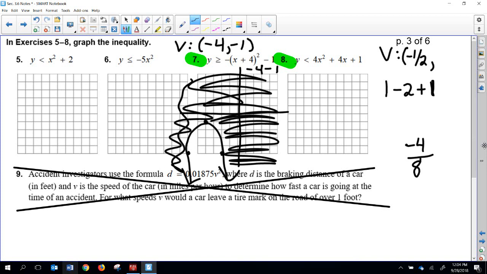So what's the vertex then going to be? -1/2 comma, what's this? 0. So our vertex then is going to be at -1/2, 0. I need to find some other points. So at this point, I might want to plug in something like the number 1. So if I plug 1 in, I'm going to get 4 plus 4 plus 1. What does that give us? 9. So there's another point on my graph.